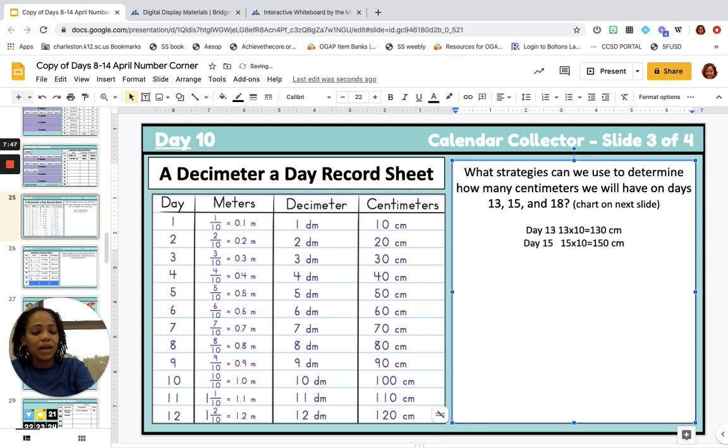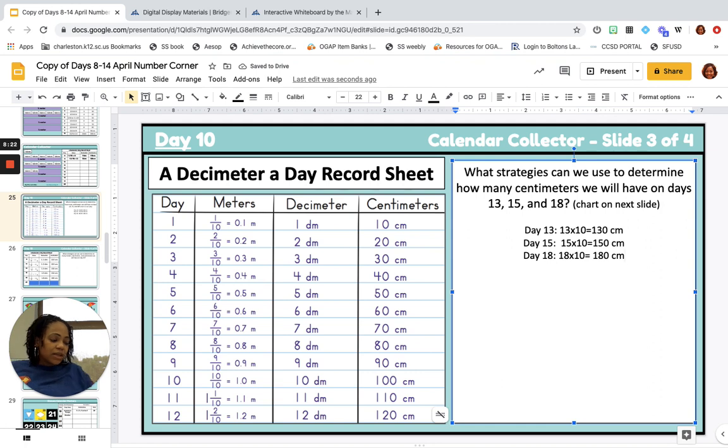And then the other question is day 18. How many centimeters are we going to have on day 18? What am I doing each time? Multiplying by 10. Why am I multiplying by 10? Because on every single decimeter, there's 10 centimeters. So I've got 18 of them, then I have 10, 18 times, which is so much easier to do 18 times 10 for 180 centimeters.